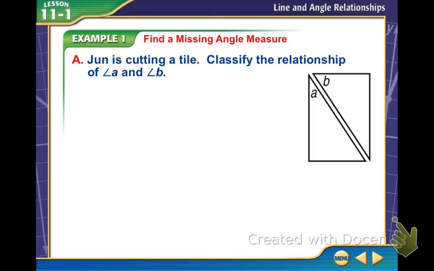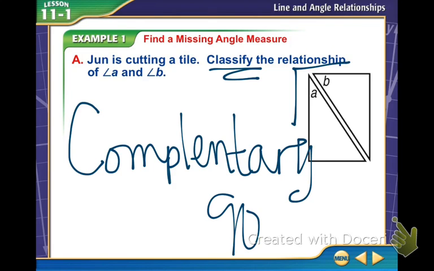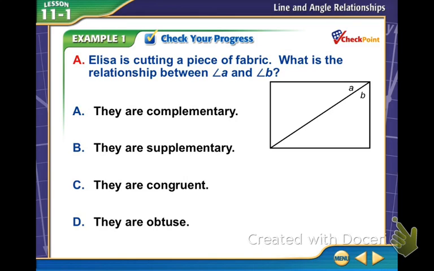So to classify the relationship between A and B, I can see that they form a perfect corner, and I know it's C for corner and C for complementary, a 90-degree angle. Okay, on your handout, find the relationship between A and B here. Again, they form a perfect right angle. They form a right angle, which is 90 degrees, so they would be complementary.